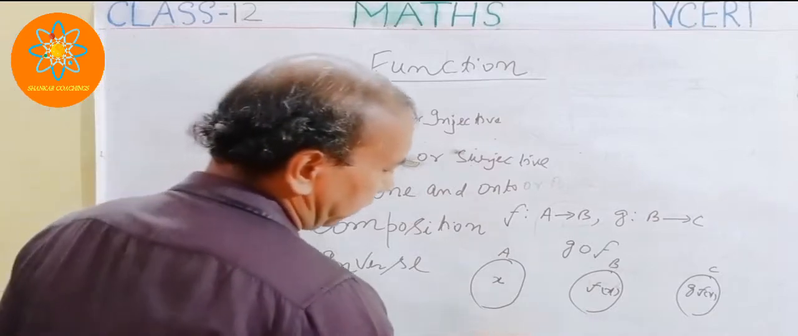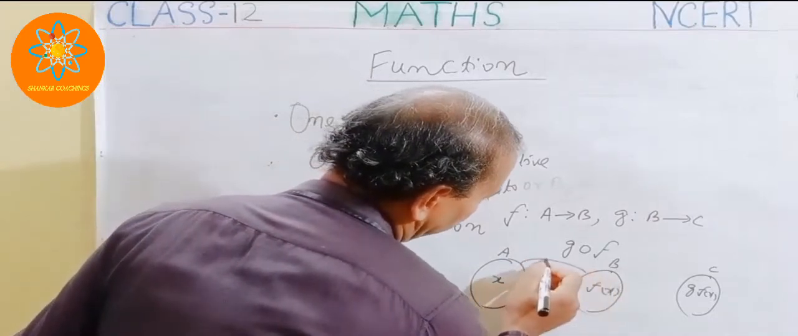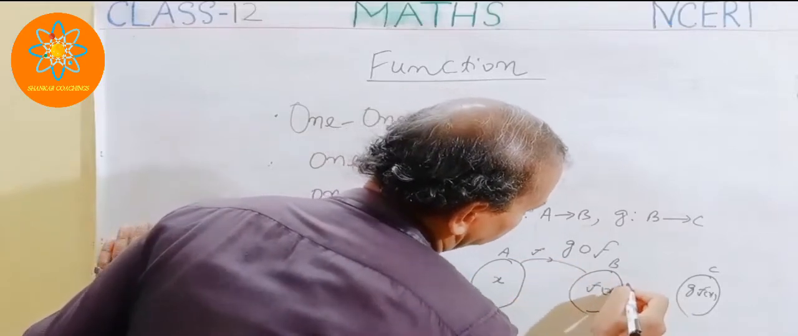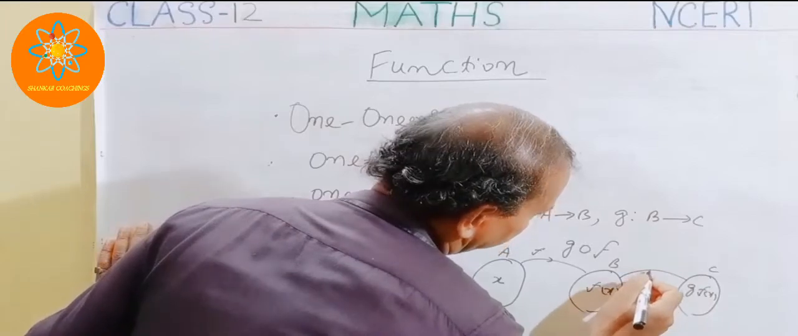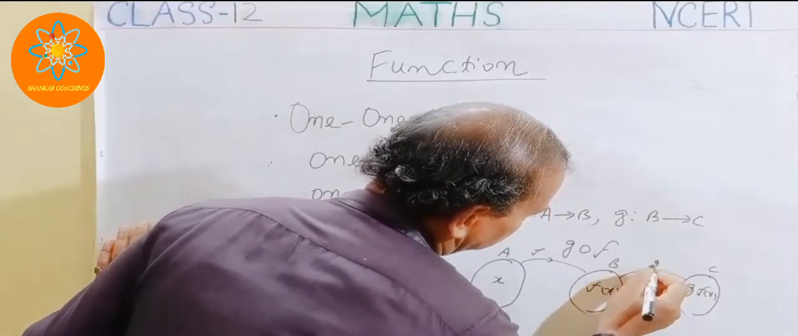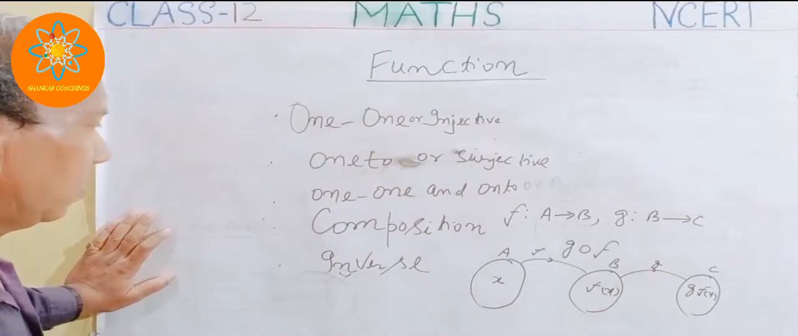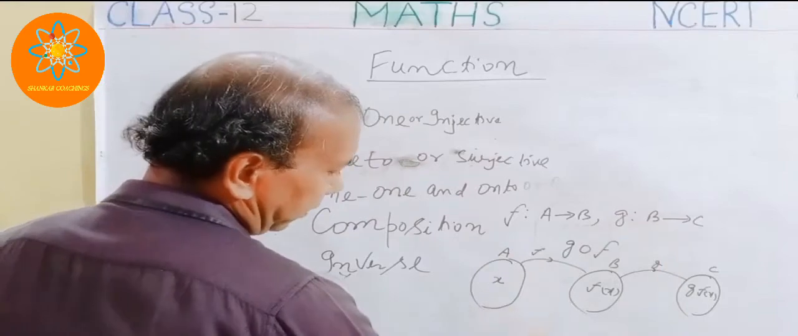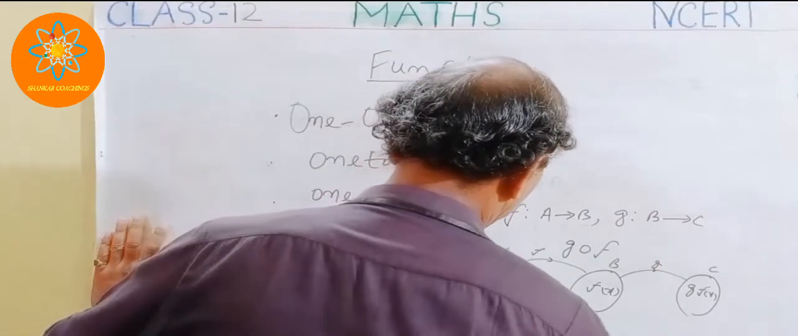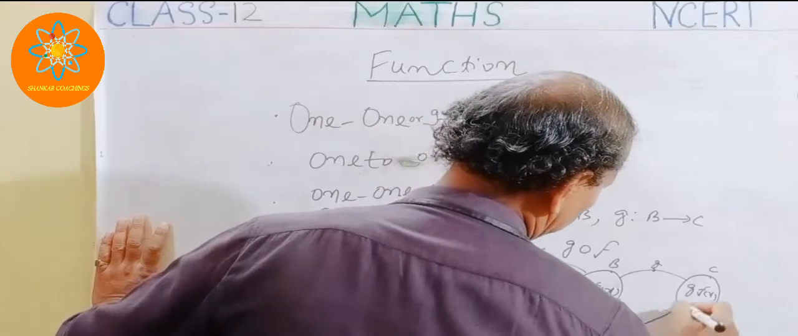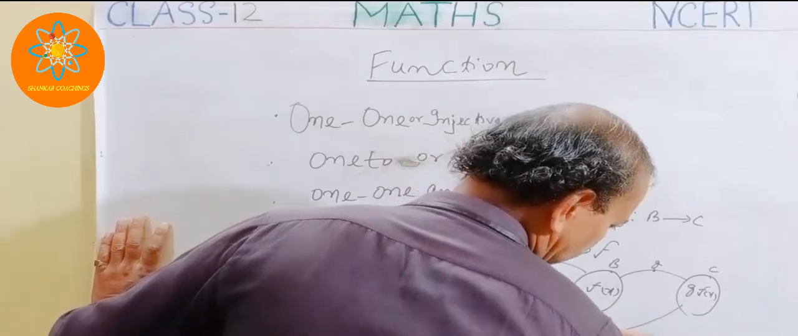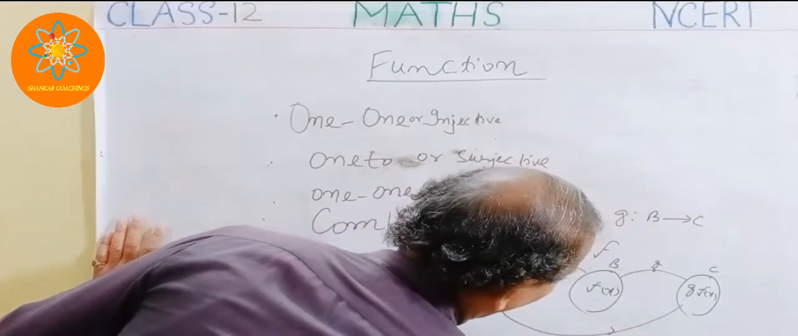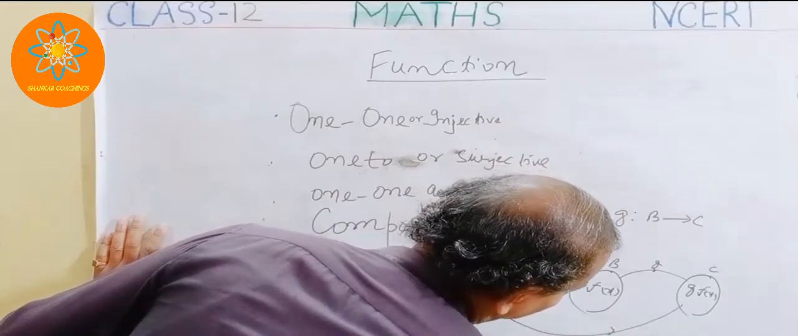From A to B we have the function F, and from B to C we have the function G. Then there is a function in between A and C, from A to C, and this is denoted by G composition of F.